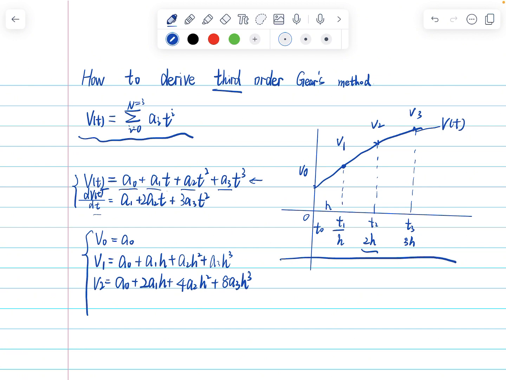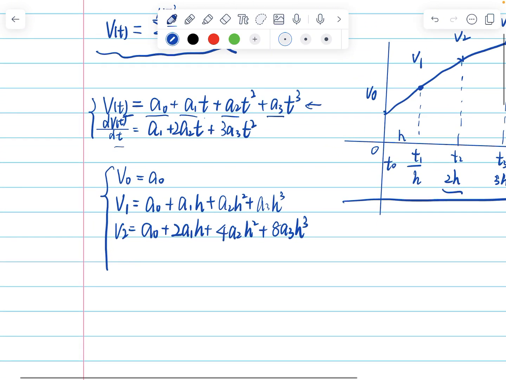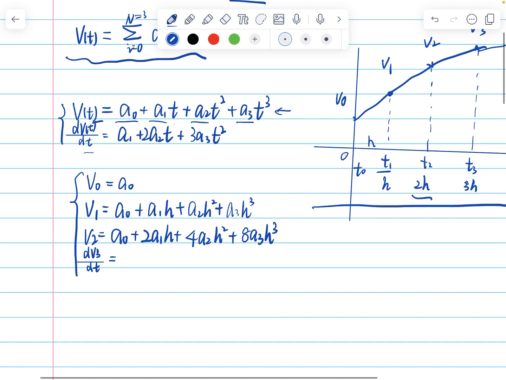And the fourth one, we will be using the derivative. For dV3/dt, you basically swap out t with 3h, right? So it's A1 plus 6 A2 h plus 27 A3 h square.